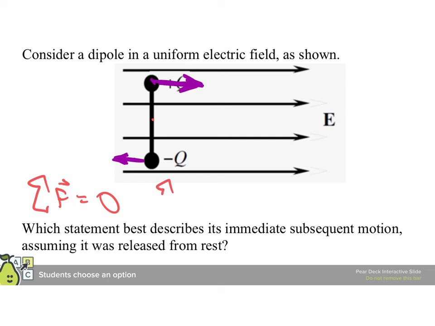On the other hand, the sum of the torques is not zero, because the positive charge tends to torque it clockwise, and the negative charge tends to torque it clockwise. So it will be no motion of the center of mass, but clockwise rotation.